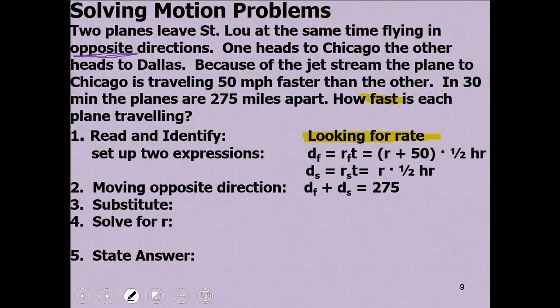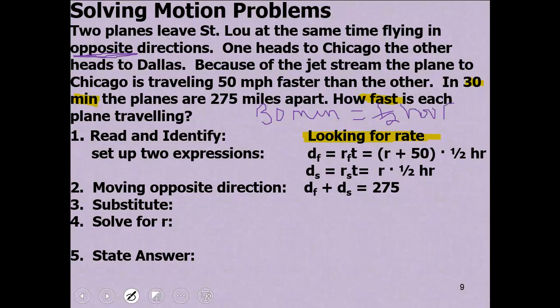I start in the same spot, so the distance of my faster plane is going to be the rate of my faster plane times the time. All right? Now, be careful because the rate is going to be in miles per hour and the time that they give us is 30 minutes. So I have to make sure I convert that into hours. 30 minutes is the same as 1/2 hour. So my t is going to be 1/2 hour.